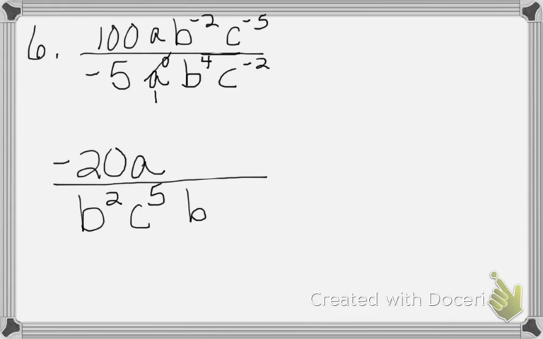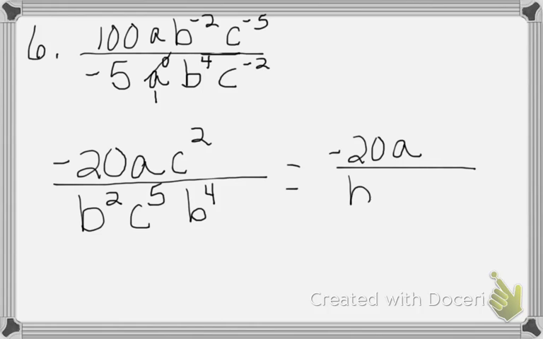B to the fourth stays in the bottom. C squared goes in top. Now bring over that negative 20. I don't have any other a to do anything with, so I'm just going to bring that a over. B's are both in the bottom, so I'm going to multiply by adding the exponents. C to the second divided by c to the fifth, I am going to subtract and get c to the third, and it goes in the bottom because the largest exponent is in the bottom.